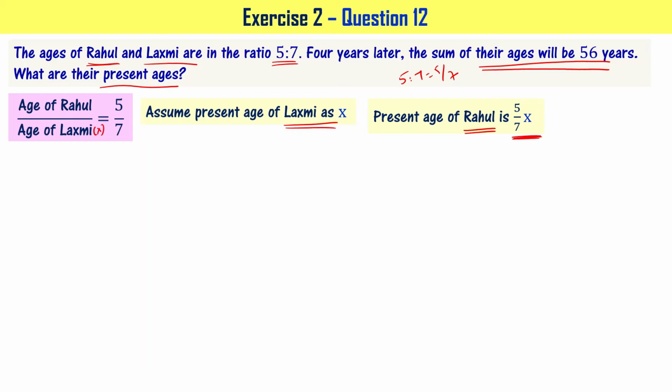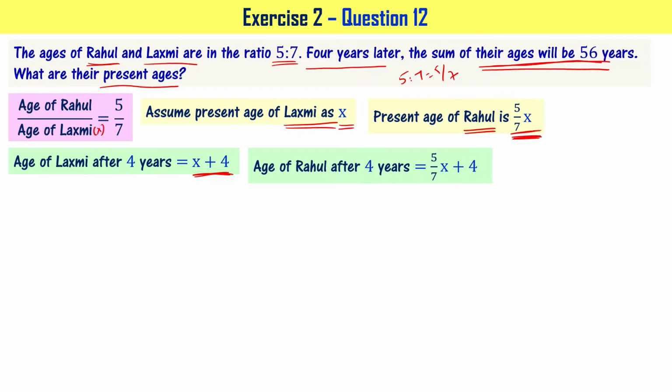Got it? Now it is said that 4 years later, the sum of their ages will be 56 years, right? Now what is the age of Lakshmi after 4 years? And what is the age of Rahul after 4 years? Let's find that first. Age of Lakshmi after 4 years is x plus 4, right? Today her age is x years, meaning after 4 years it is going to be x plus 4 years. So present age of Rahul is 5/7 times x, so age of Rahul after 4 years is going to be 5/7x plus 4.